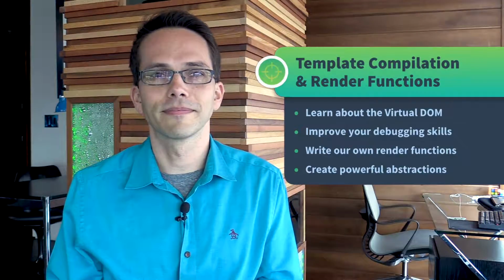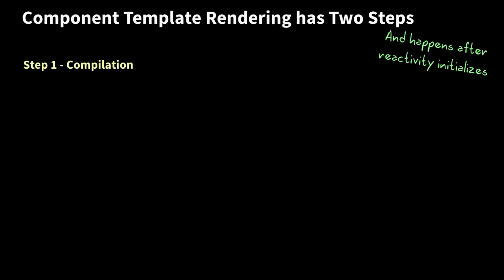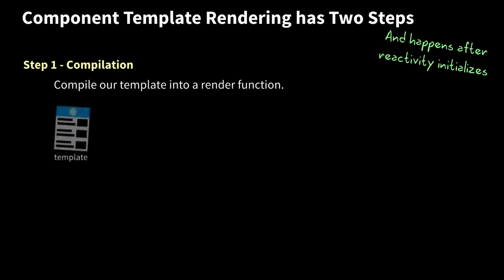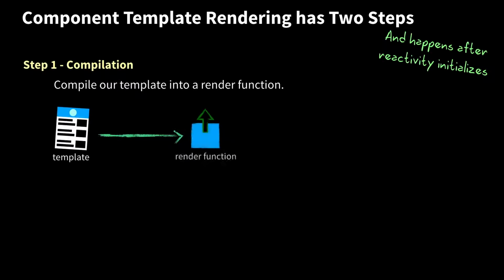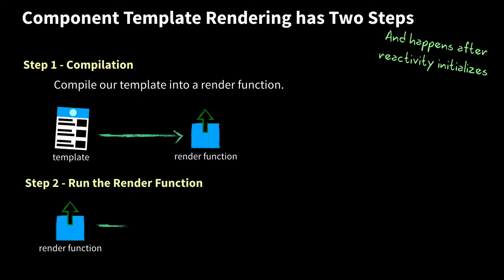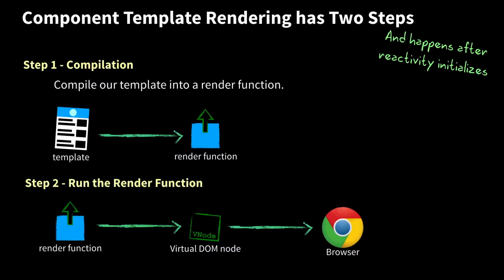Component template rendering has two steps, and this happens after reactivity is all set up. Step one is compilation, where we compile our template into something called a render function, which we'll learn about in a minute. Then step two is running the render function. This will create a vNode, or virtual DOM node, which we'll also explain. And this gets loaded into what we see inside of our browser.